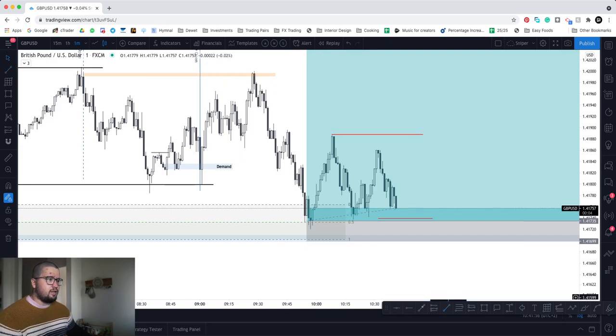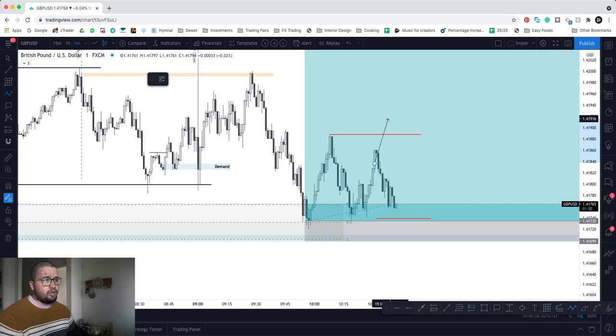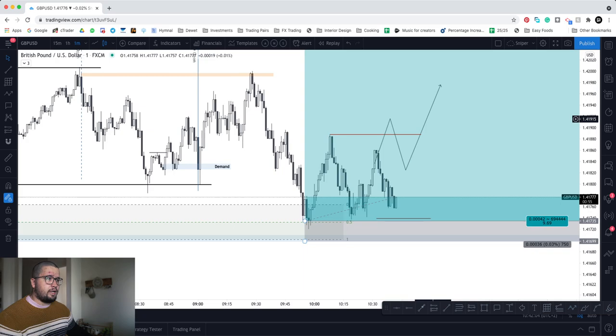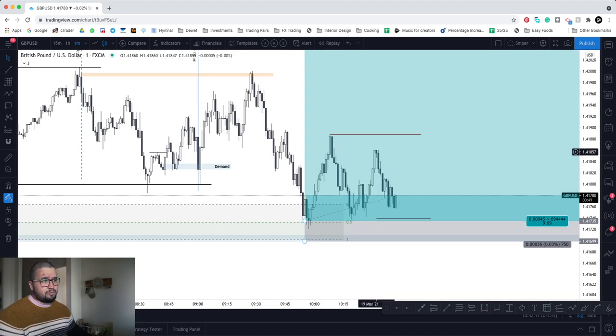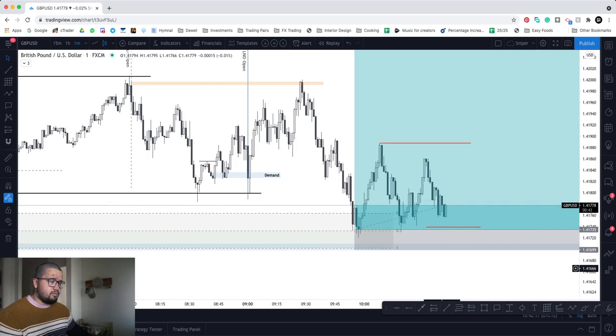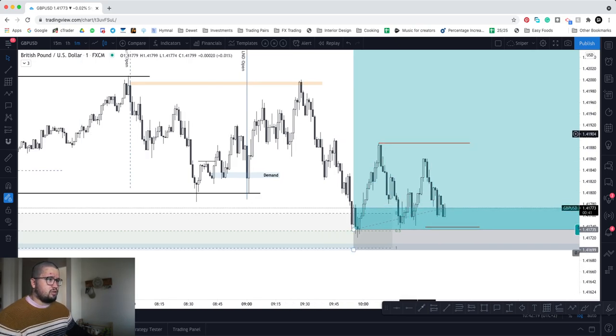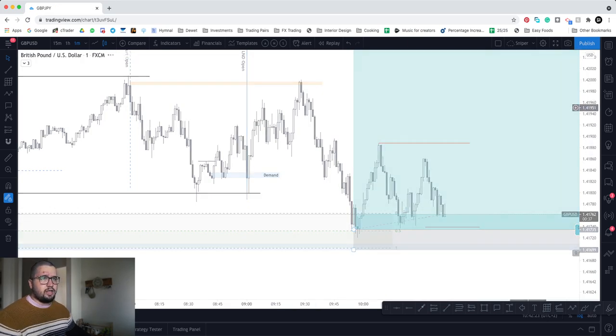So ideally, this structure would need to be broken, and that would give us much more confirmation that we will go higher, but we failed to break above this structure, so we kind of just made another lower low, so lower high, sorry. So price is failing to really push towards the upside. It's just moving sideways.